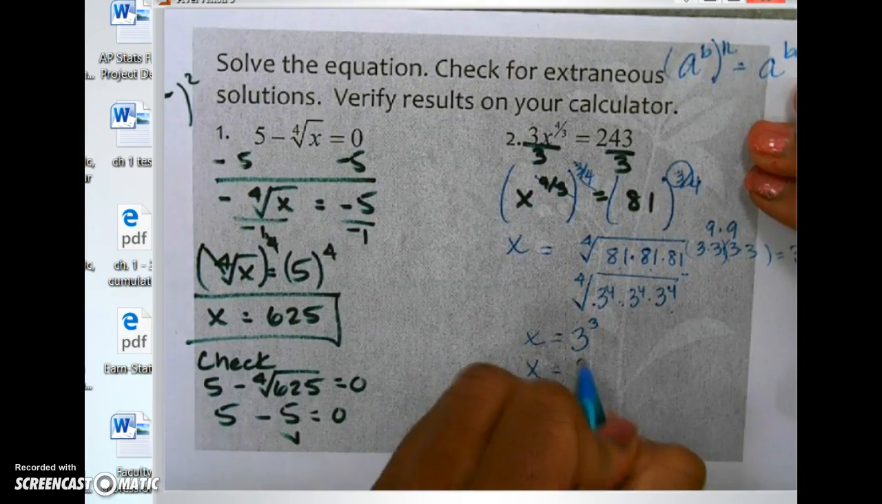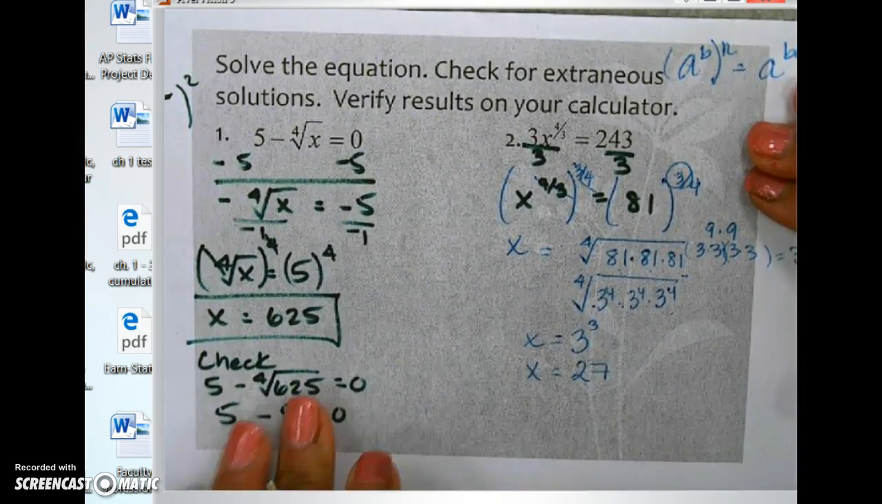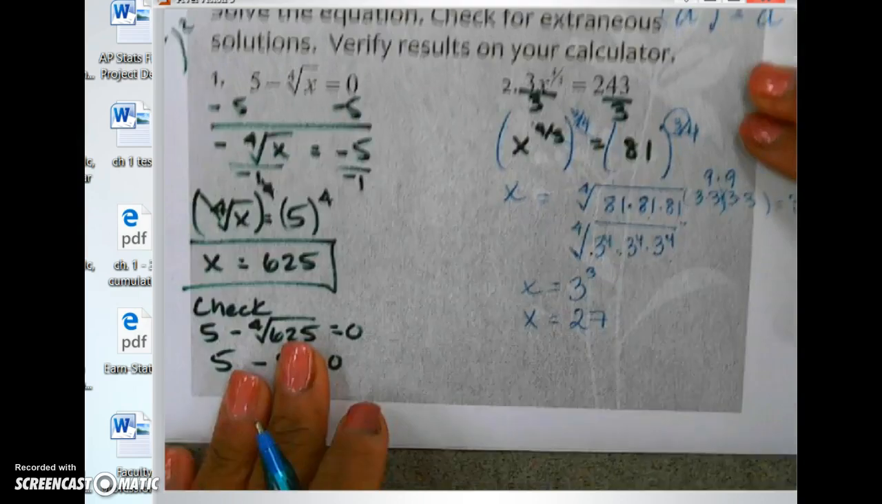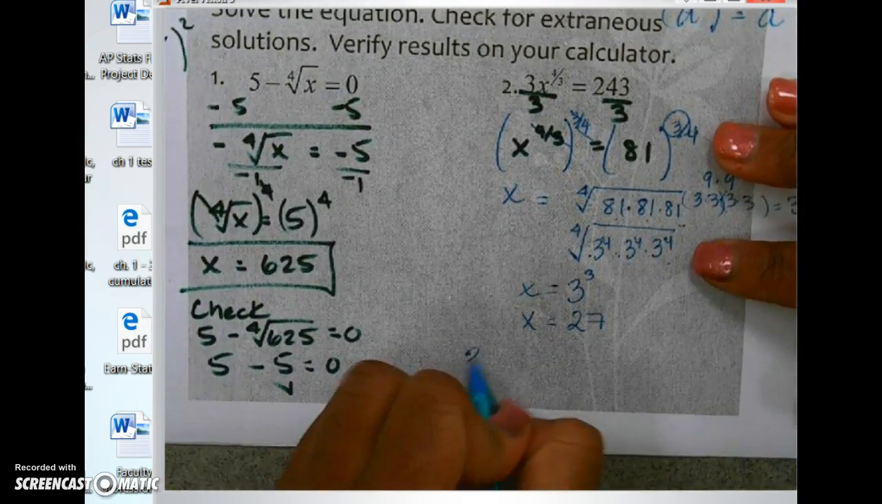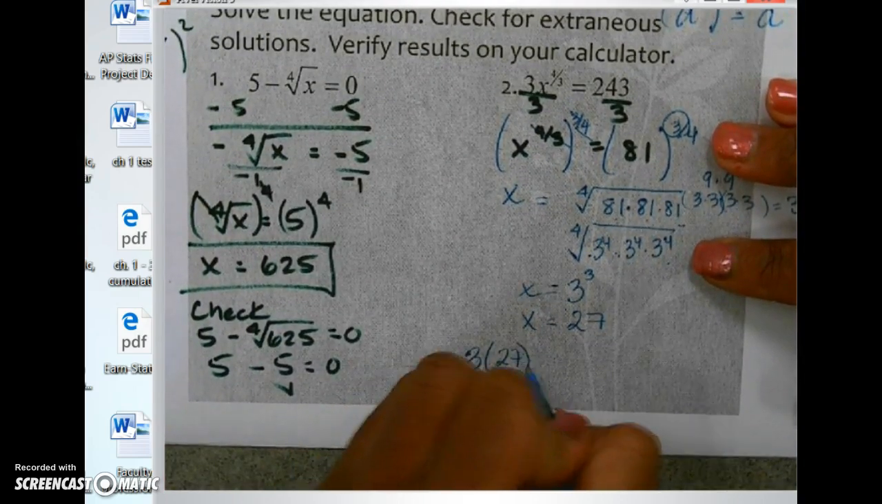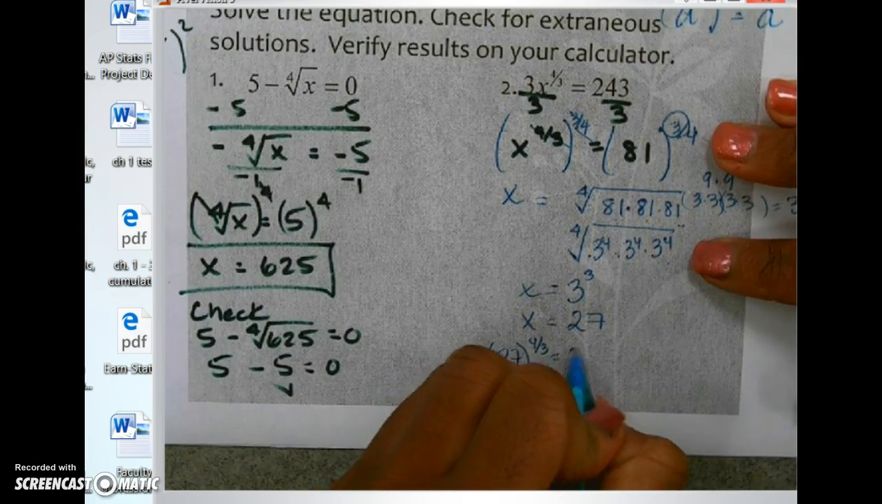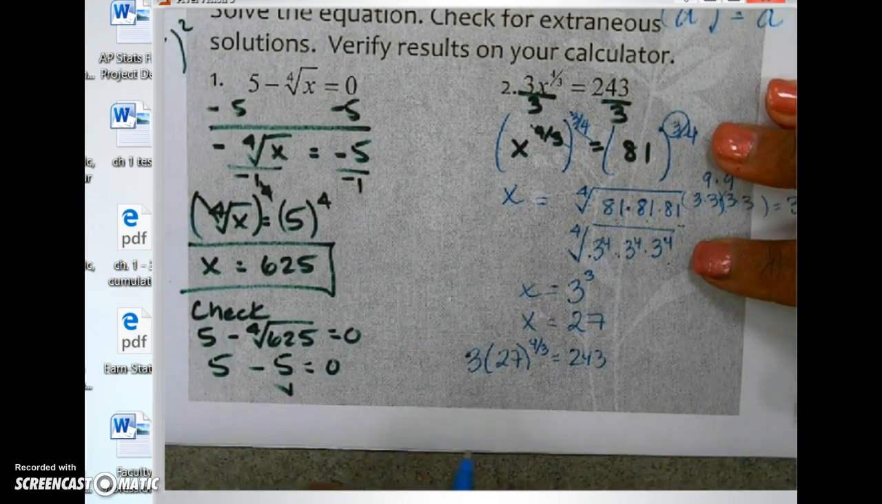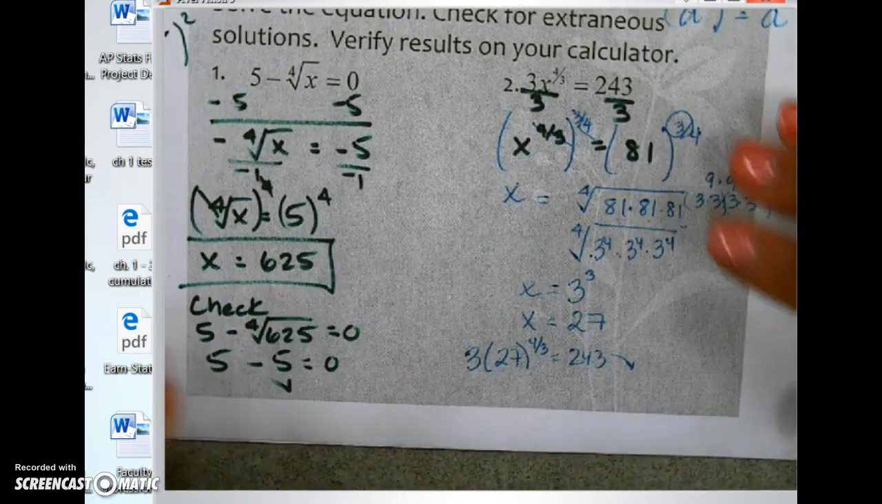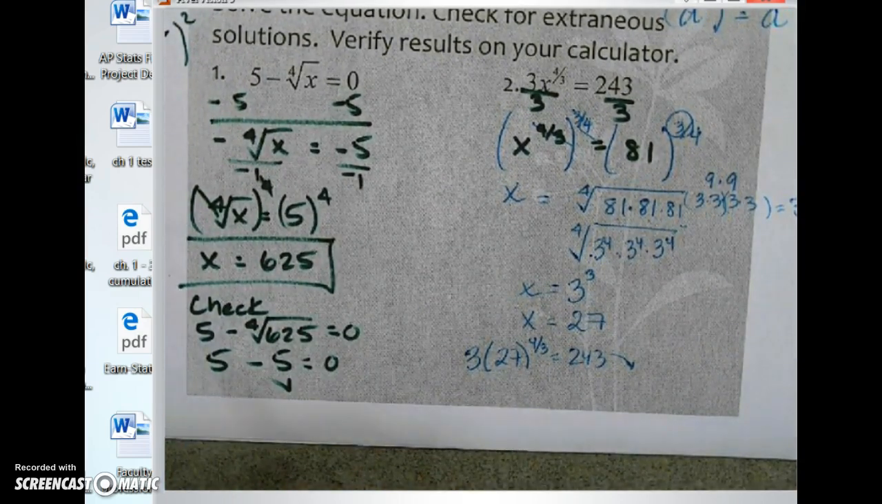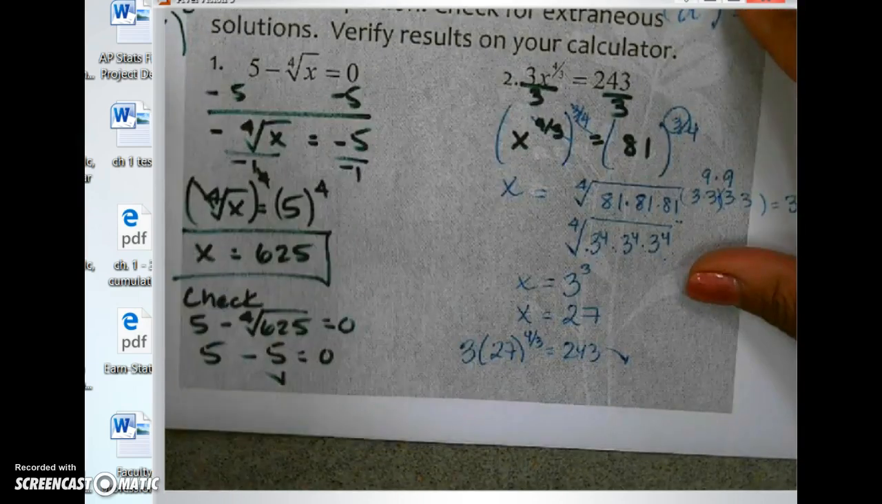So x is equal to 27. Check it. 3 times 27 to the 4/3. Does that equal 243? I do happen to know that it absolutely does. Check. Nothing extraneous about that. It'd be extraneous if it was like taking the square root of a negative number or something like that. Okay.